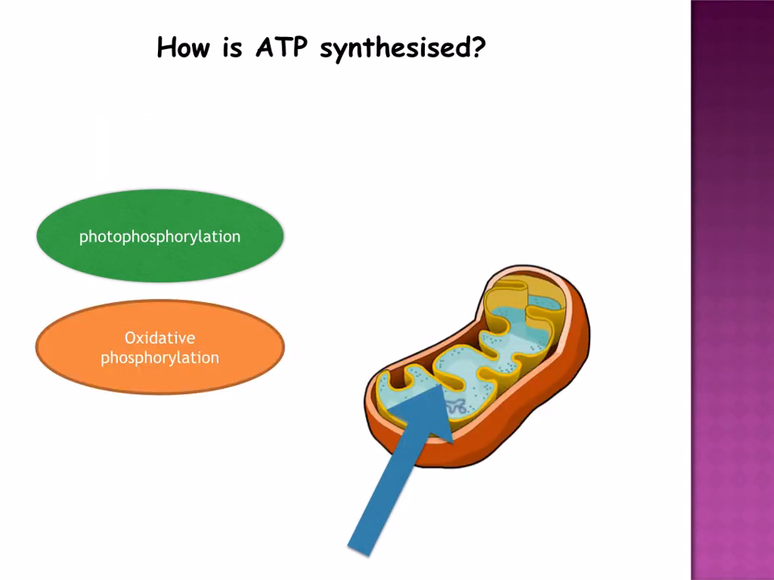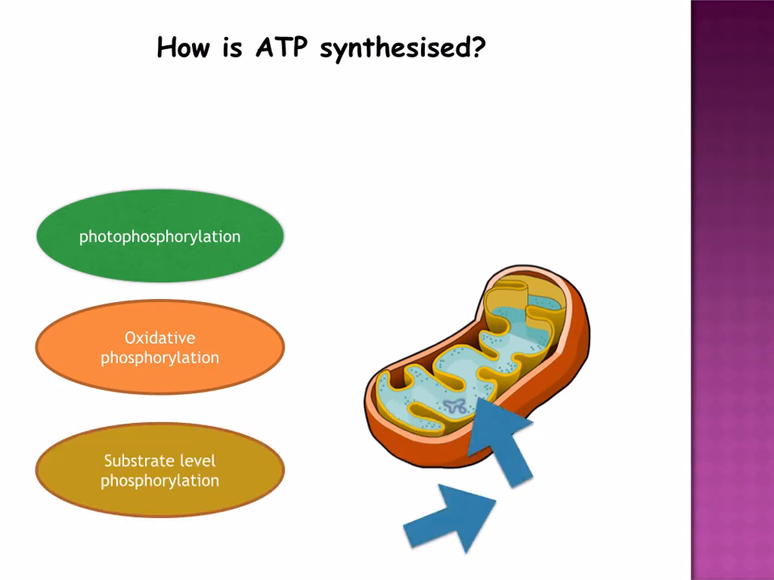Then you've got oxidative phosphorylation. Oxidative phosphorylation takes place on the inner mitochondrial membrane of plant and animal cells during the process of electron transport. This involves a series of oxidation reactions that produce sufficient energy to form ATP from ADP and phosphate.